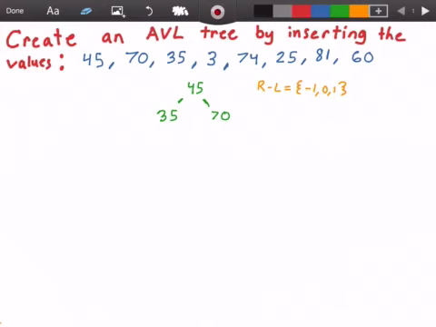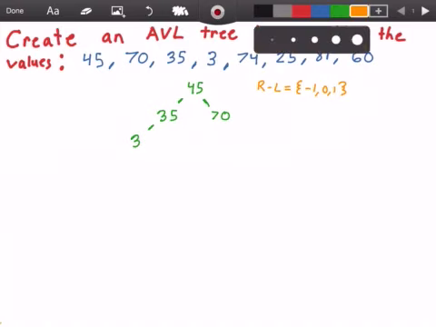Okay. So now let's insert the value 3 into our tree. 3 is less than 45, so we go to the left of the tree and we get to 35. 35 is greater than 3, so that means 3 is going to go to the left of 35, and there we insert the value 3. And we need to check our balance factors again.